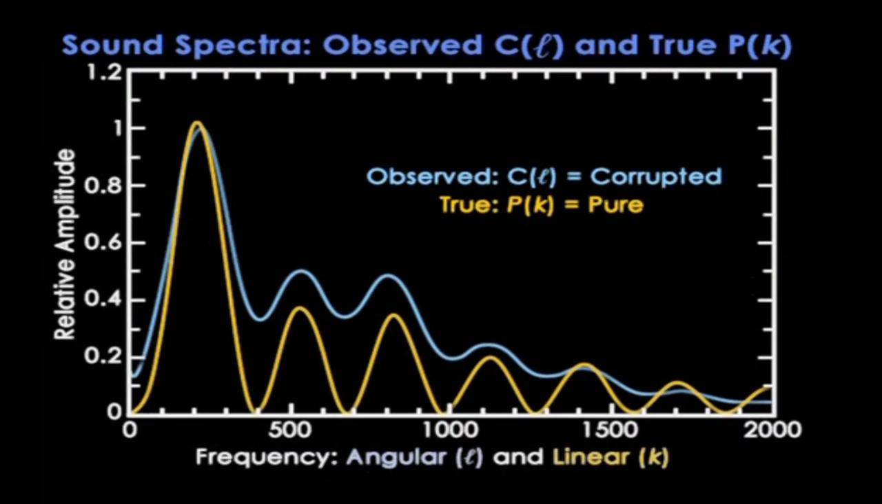Well, does the cleaner set of harmonics seen in the pure sound, P of K, make a more musical sound? Let's see, by alternating between the two. Well, to my ear, the pure sound is a little cleaner, but it's still far from musical. The main problem is that the primordial harmonics are broad, and our ears hear this range of frequencies as noise.